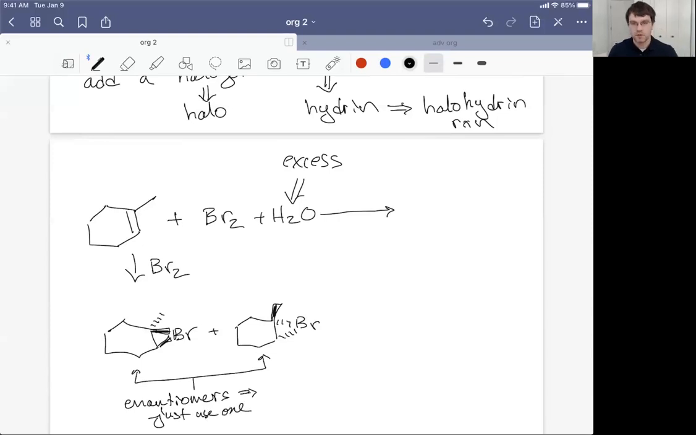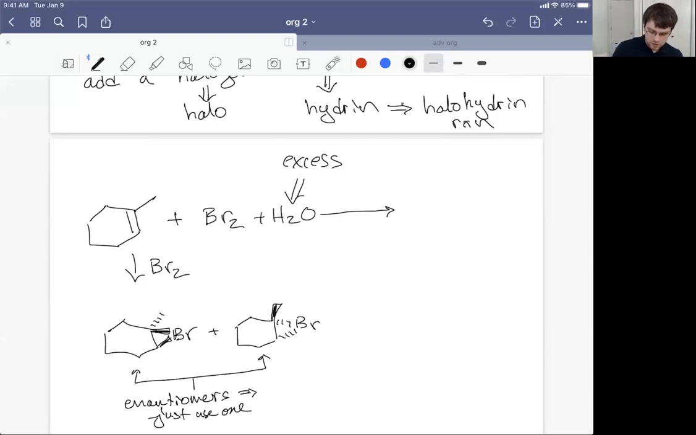Both enantiomers are formed, but with two stereocenters in the final product, 2 to the second power is 4. We have 4 possible stereoisomers. These two, the two enantiomers resulting from reaction of these two products, along with their corresponding 2 diastereomers. The 2 diastereomers are not going to be formed, as we'll see.